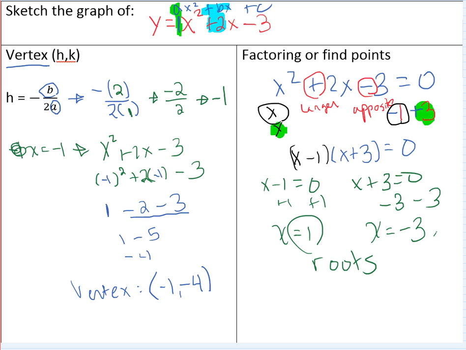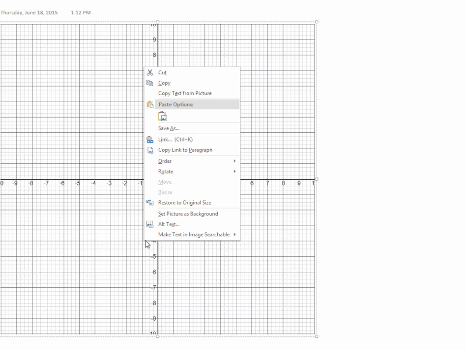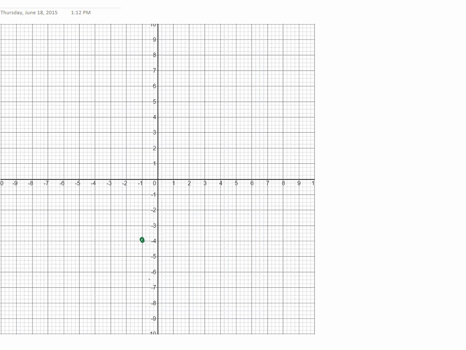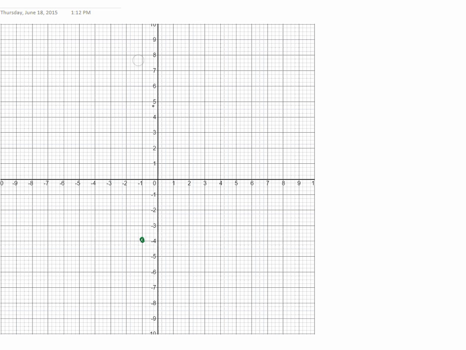Okay, 1 and negative 3 and our vertex, and let's go graph. So we're going to go negative 1, negative 4. Okay, and then we have a root at negative 3, and a root at 1. Okay, and then we draw our curve up from there. So it looks something like that.